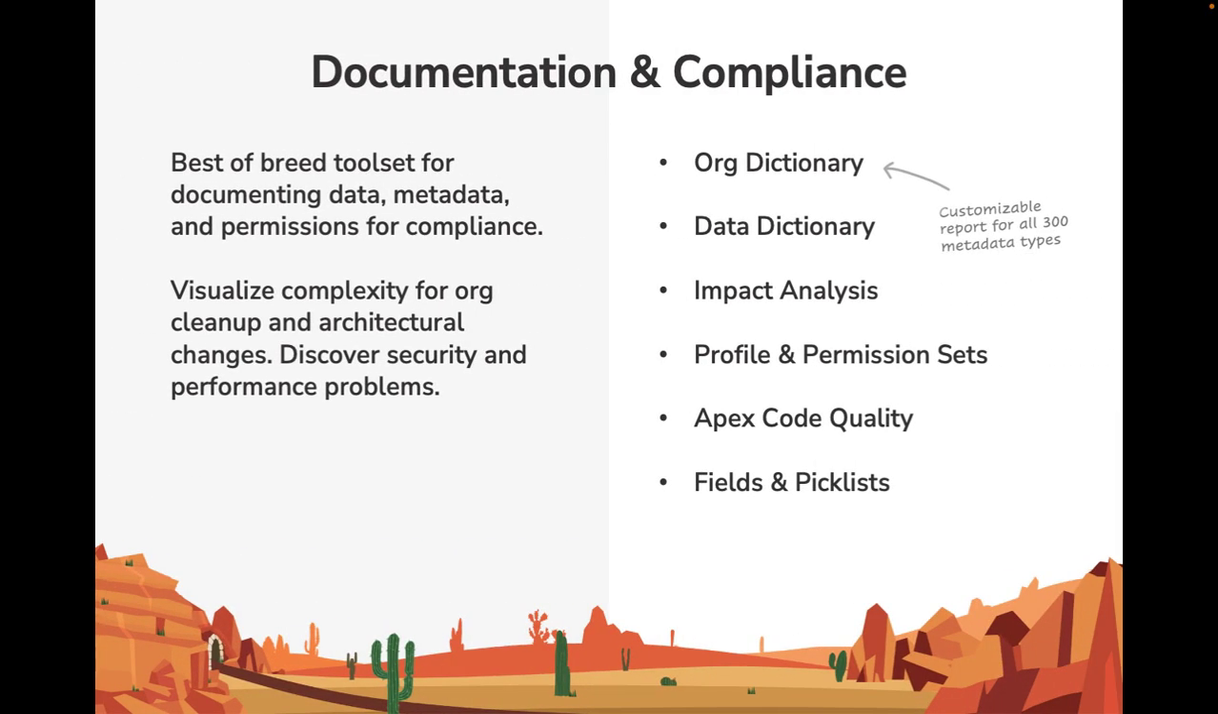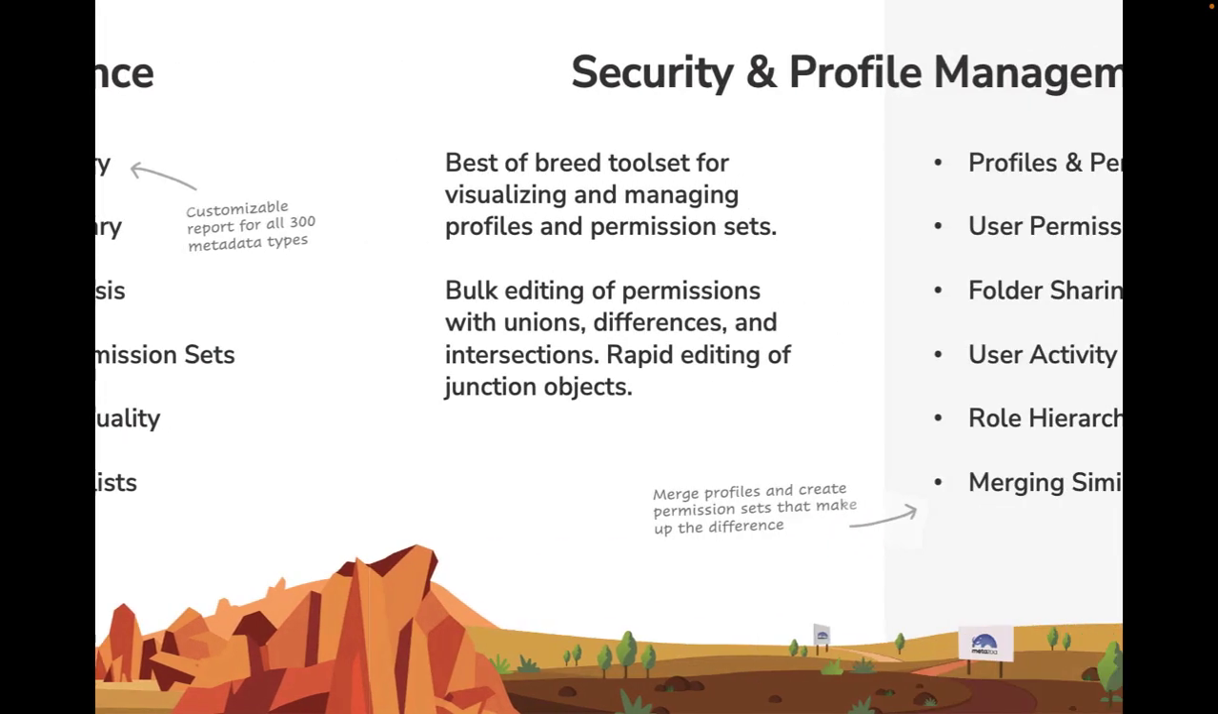We have great documentation and compliance capabilities. Our data dictionary has been around forever. The new org dictionary will generate customizable reports for all 300 of your metadata types. And we have a number of other applications for documentation and compliance, such as Apex Code Quality, Apex Code Coverage, and all of your profiles and permission sets in matrix view as well.